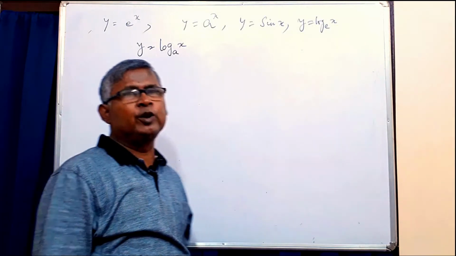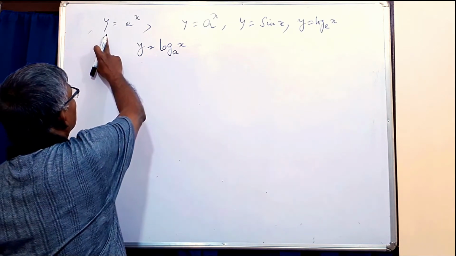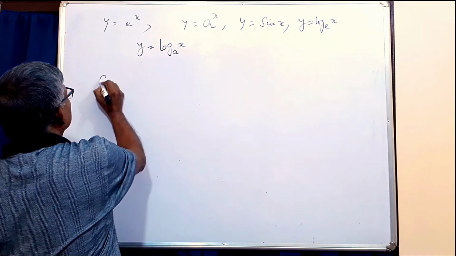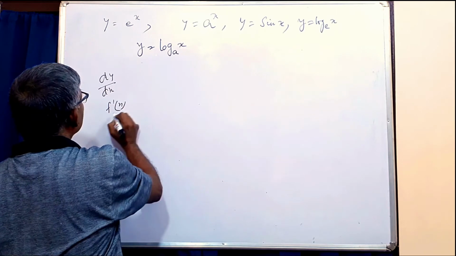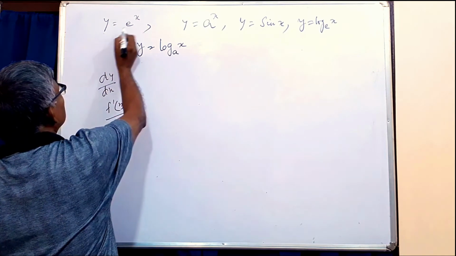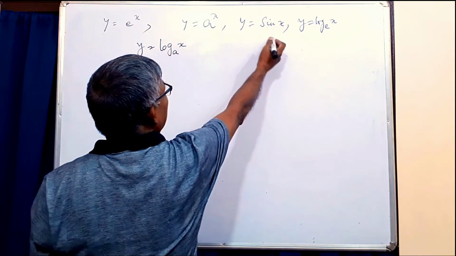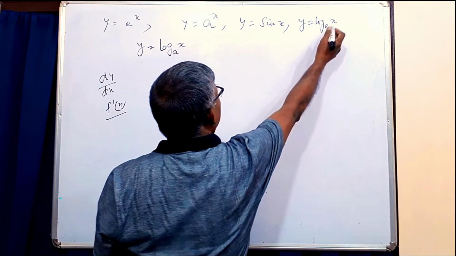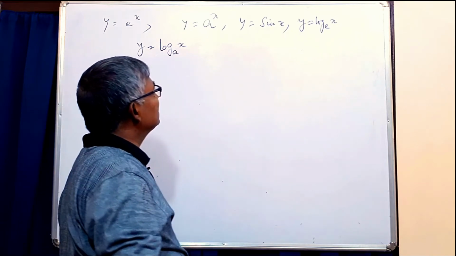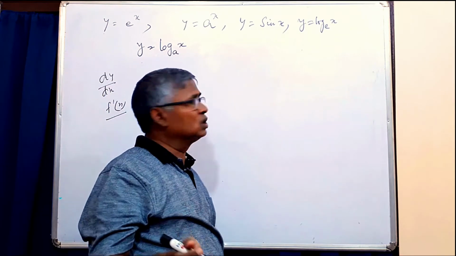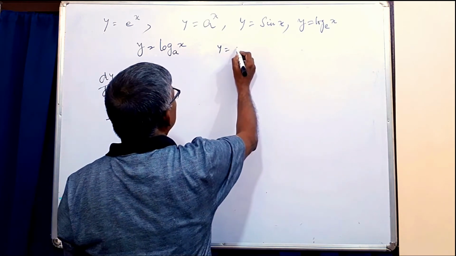Now I would like to suggest you get the value of dy dx or f dash x when y equals e to the power x, or f x equals e to the power x, y equals sin x, y equals log x base e, y equals log x base a. With the help of this principle I have already told, these are very simple. Similarly, you can also get x to the power n.